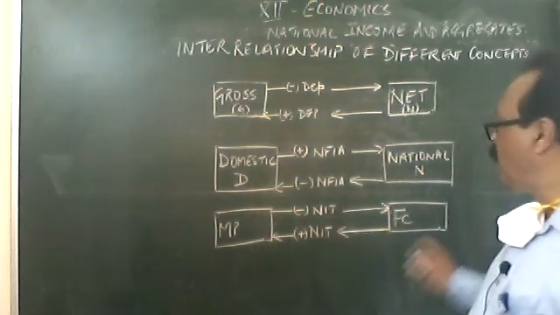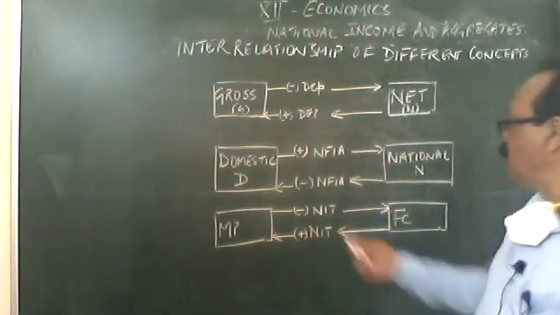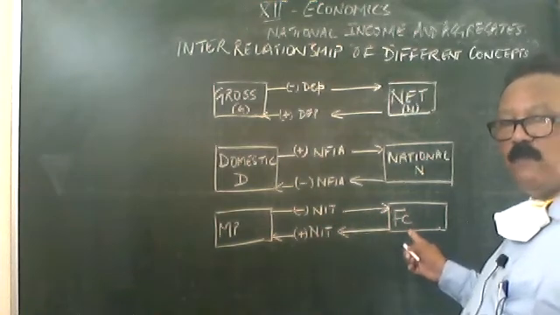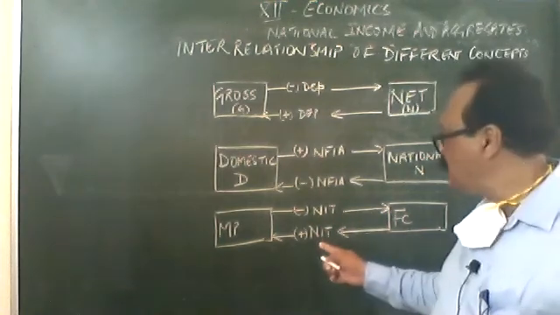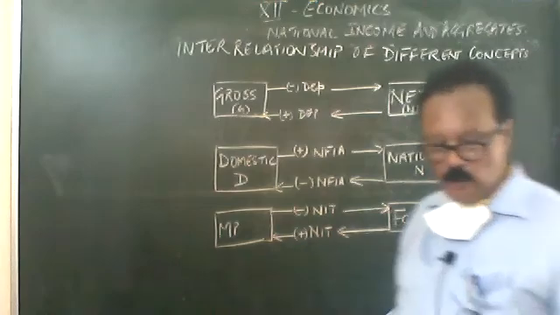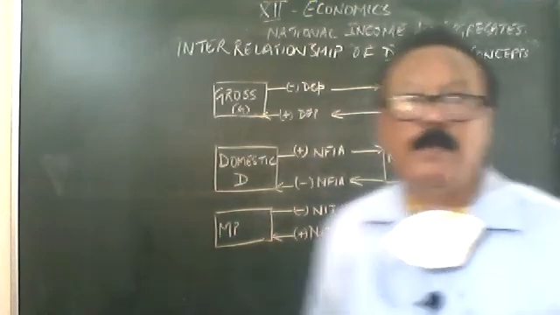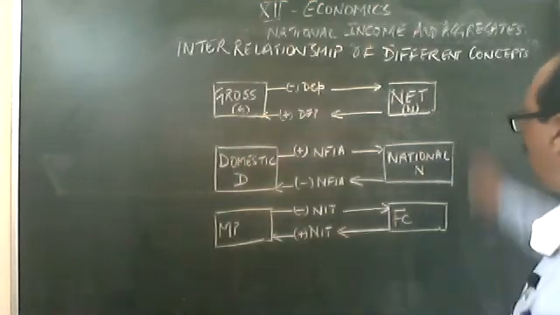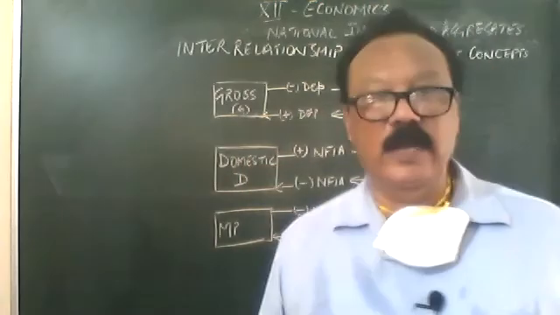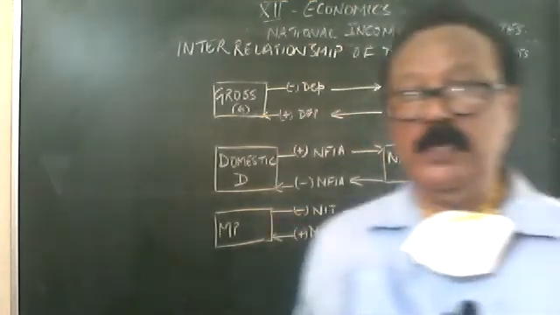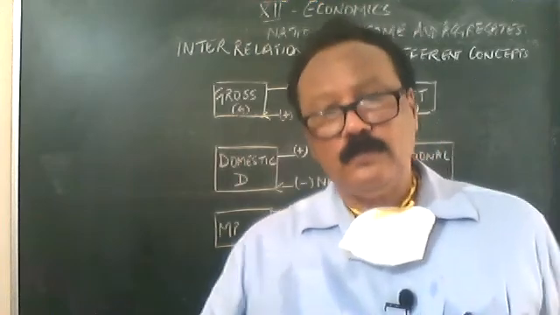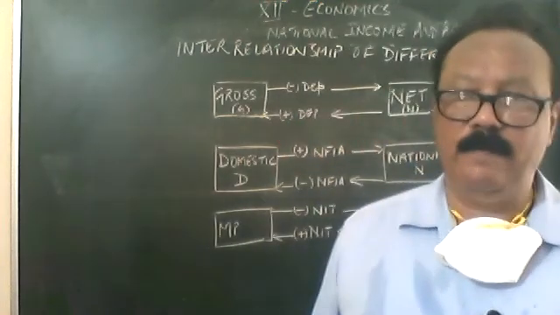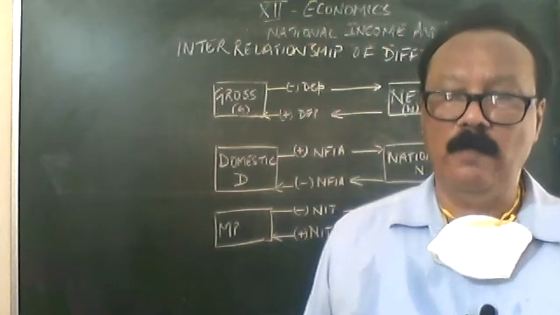Market price, factor cost. From market price, when you minus the net indirect taxes, you go to factor cost, and from factor cost, if you plus the net indirect taxes, you will get market price. Now, if you keep this handy, tomorrow, using this relationship, I will show you how easy it is to take out the formulas for any aggregate. There will be no problem at all.